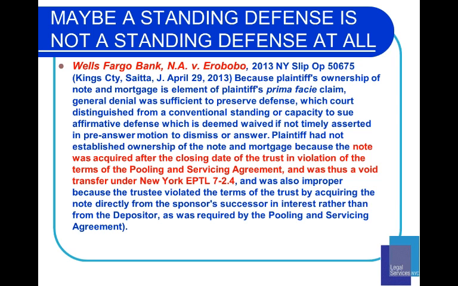This first one, the Irabobo one, basically held that the defense was preserved just where a defendant put in a general denial because the plaintiff's ownership of the note is an element of its claim. So that was sufficient to preserve the defense. And the court also went on to hold it's not even really a conventional standing or a capacity to sue affirmative defense at all, which is waivable, because it's part of their prima facie case.